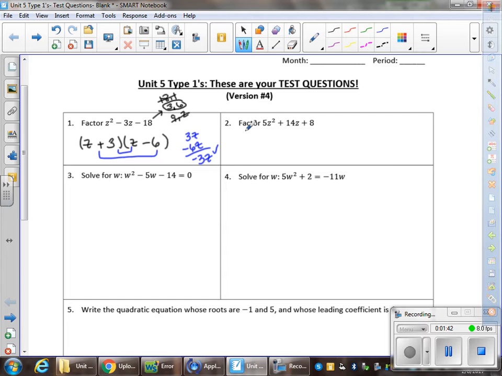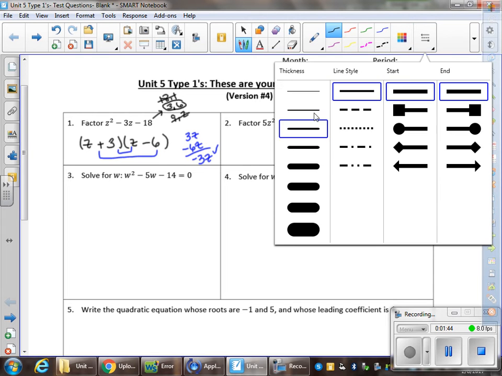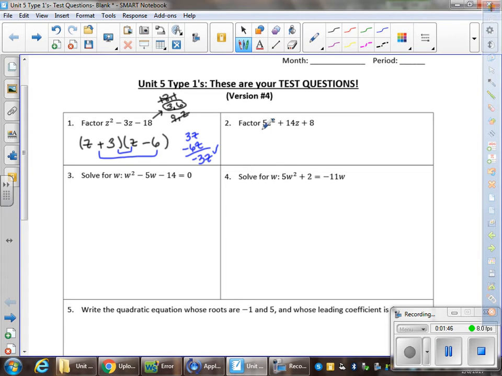Now for number 2, it's also a factoring question, but if you'll notice, I have a leading coefficient of 5. So in this case, it's 5z times z. Nice thing is 5 is prime, so I know it has to be that combination. Now 8 could be 2 times 4 or 8 times 1. So which combination should we start with? Well, let's use number sense again. Let's think about 8 and 1.